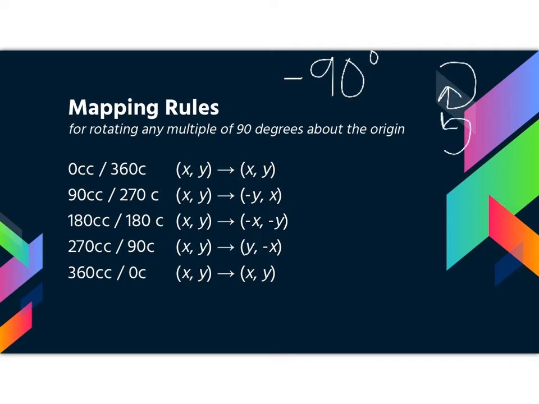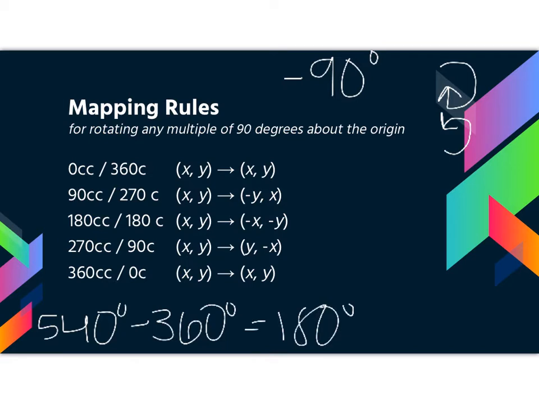If you're asked to rotate a number of degrees that's either greater than 360 degrees or less than 0, you would just keep adding or subtracting 360 degrees until you get a number between 0 and 360. So for instance, if you have 540 degrees, you would just subtract 360 degrees and you get 180 degrees. And so what that means is that if you rotate 540 degrees or 180 degrees, that pre-image will land in the same location, okay?